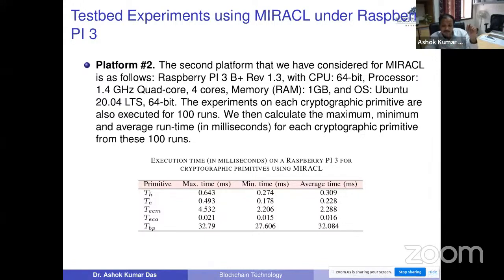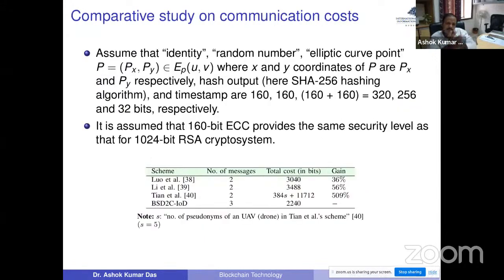Okay. Then we have compared our scheme with some state of the art solutions: the three solutions, the Lu et al. scheme, Lee scheme, and Tian scheme. Then we have computed how many message exchanges are required and what is the total cost in terms of bits required. Then we have seen that our scheme requires significantly less cost as compared to the other schemes, and we have so much gain.